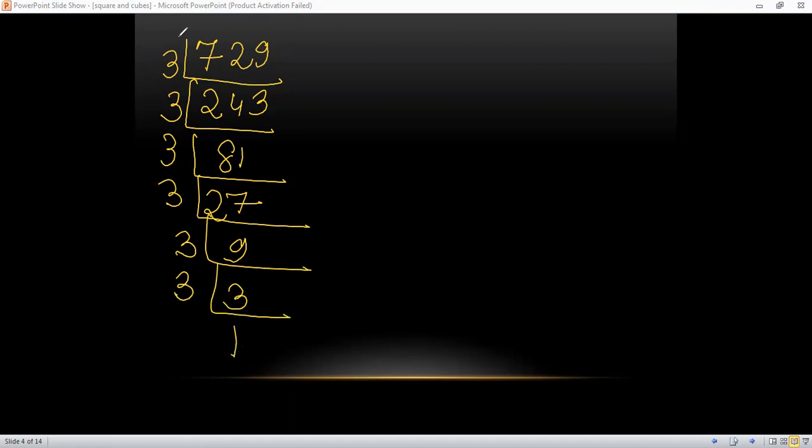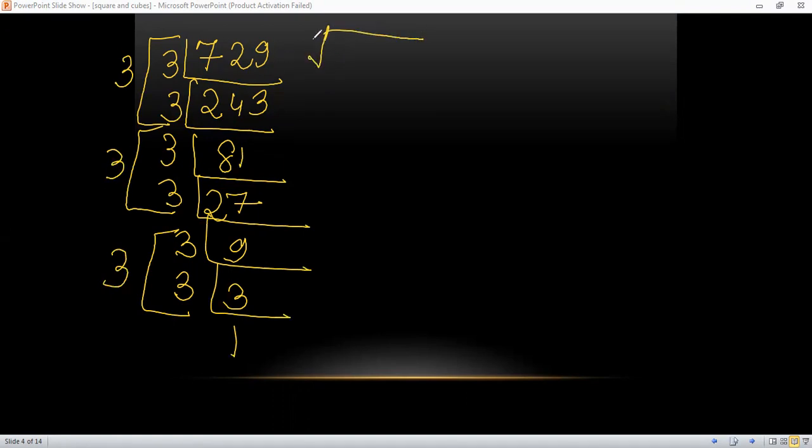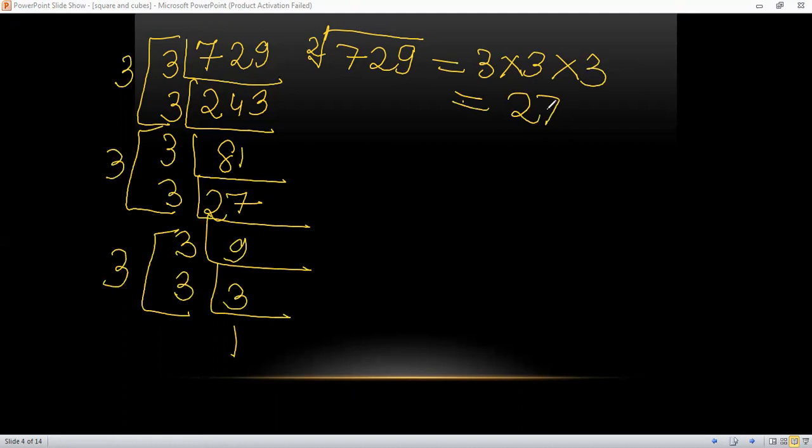Now I will make pairs of the factors, and I will take one from each pair: 3 into 3 into 3. That means the square root of 729 is 3 into 3 into 3, that is 27.